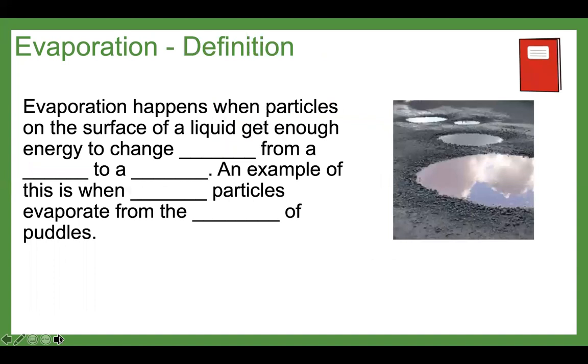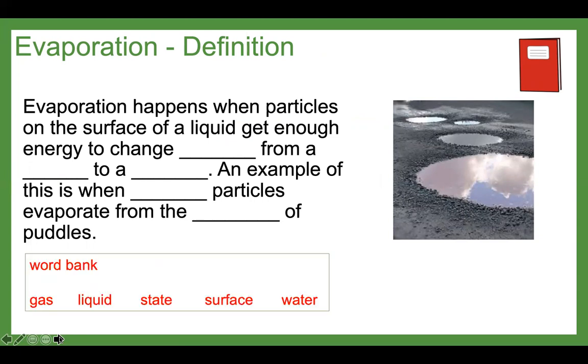Here we have a definition of evaporation. Evaporation happens when particles on the surface of a liquid get enough energy to change from a to a. An example of this is when particles evaporate from the of puddles. You have a word bank here. What you need to do is write this definition in your books and use the word bank vocabulary to put in the gaps. Pause the screen and do that now.